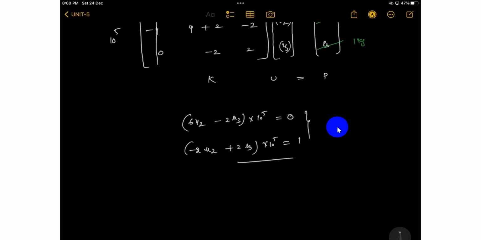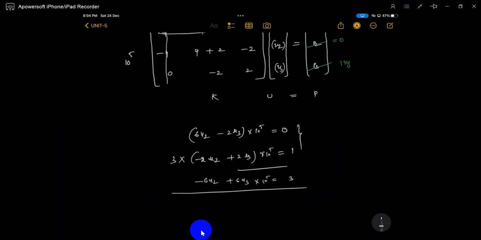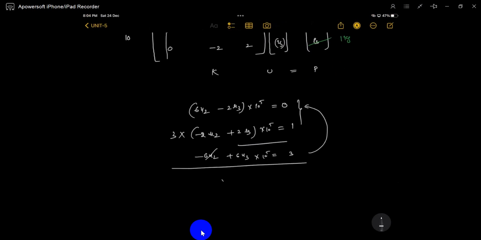So just see this, you can multiply this equation with 3. You can get minus 6u2 plus 6u3 into 10 power 5 equal to 3 plus 3. Add those two, and you get 4u3 into 10 power 5 equal to 3. So u3 equals 3 by 4 into 10 power minus 5.